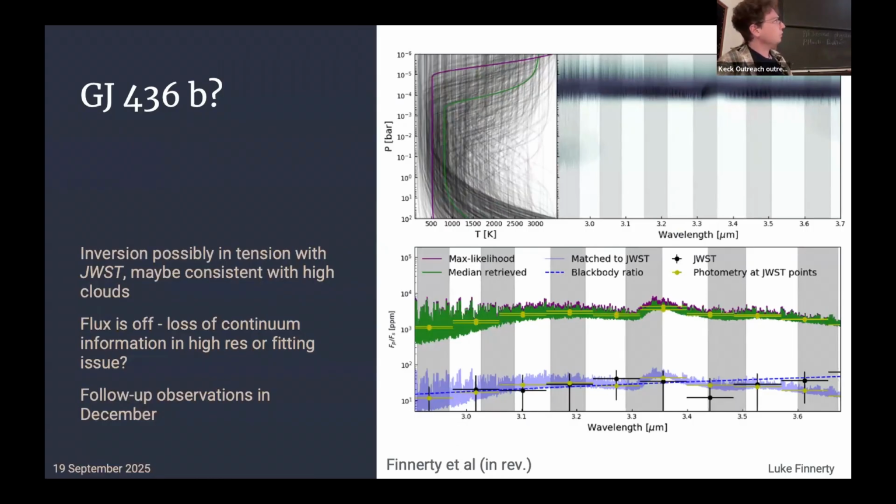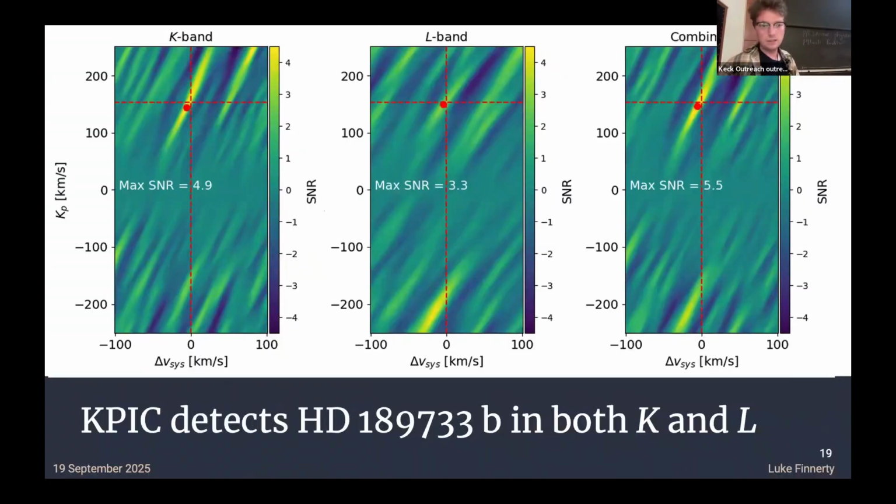We also have a continuum mismatch, which is, again, maybe related to the high-res data processing. So we're trying to understand what's going on here, whether this is a weak inversion that's forming above clouds, or whether this is a false positive. And actually, the last night of KPIC observations is scheduled for December 29th, and we're going to try and observe this target again and see if we get something consistent or if we can rule this composition out.